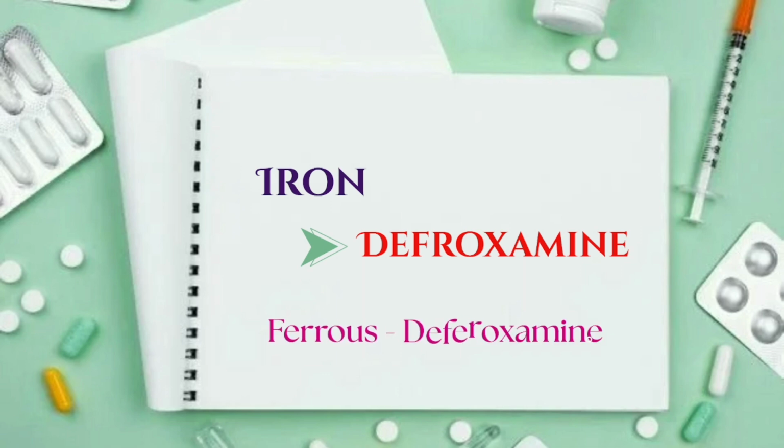And how we can remember is, we know the other name of iron is ferrous. So ferrous, Fer, and in the word deferoxamine there are similar letters, Fe. So, like this, we can remember ferrous, that means for iron poisoning, the antidote is deferoxamine.